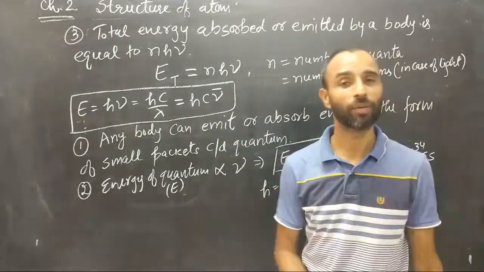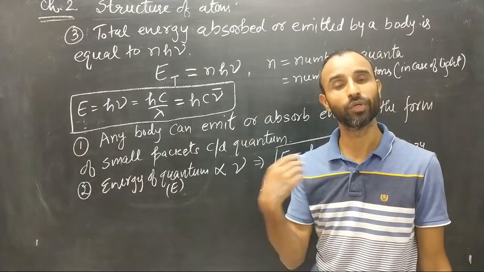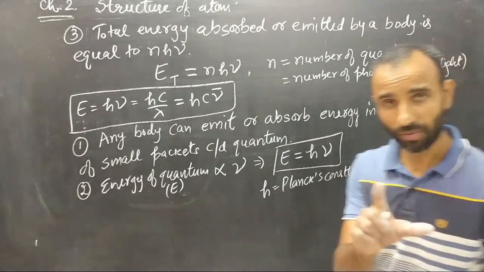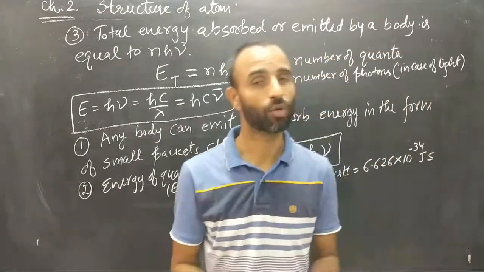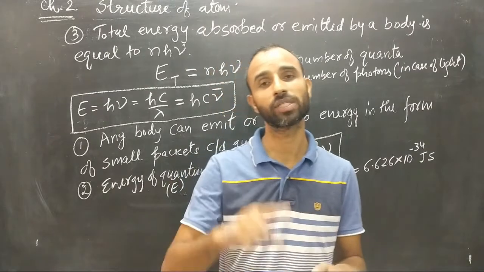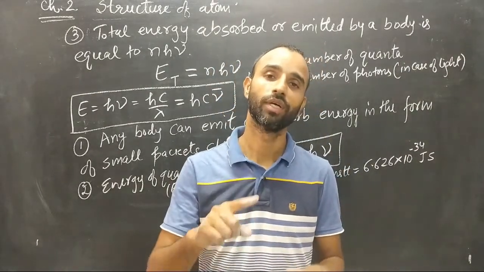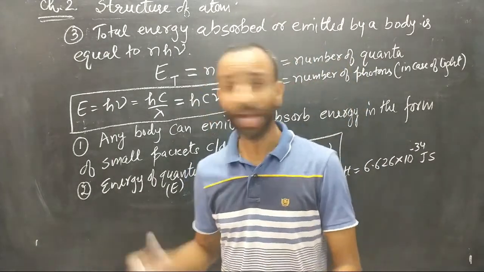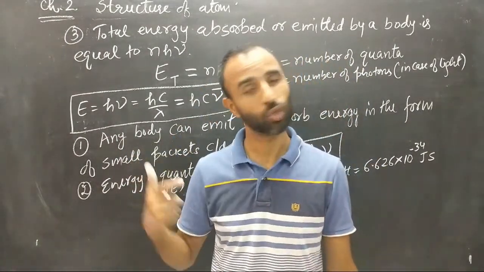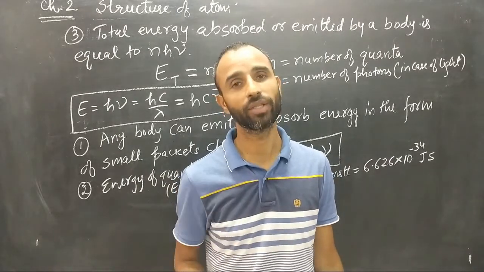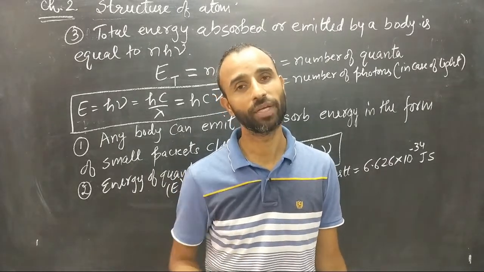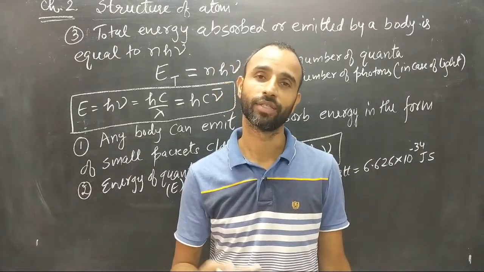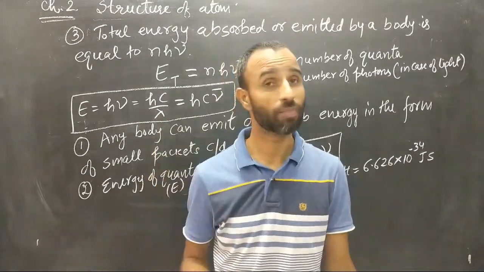Now on the basis of these formulas we will do some numericals. Okay, so these are the three topics we have covered today. First is atomic number, mass number, isobars, isotones, isotopes, isoelectronic species, and then we did electromagnetic radiations, wavelength, frequency, speed, amplitude. Okay, and then next is this Planck's quantum theory.